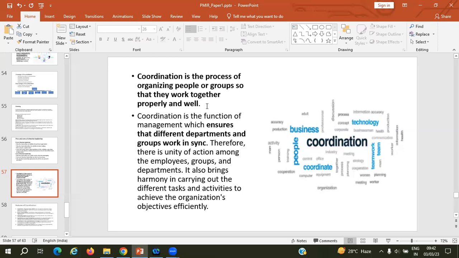What is harmony? Harmony means you can say compatibility, the tuning.